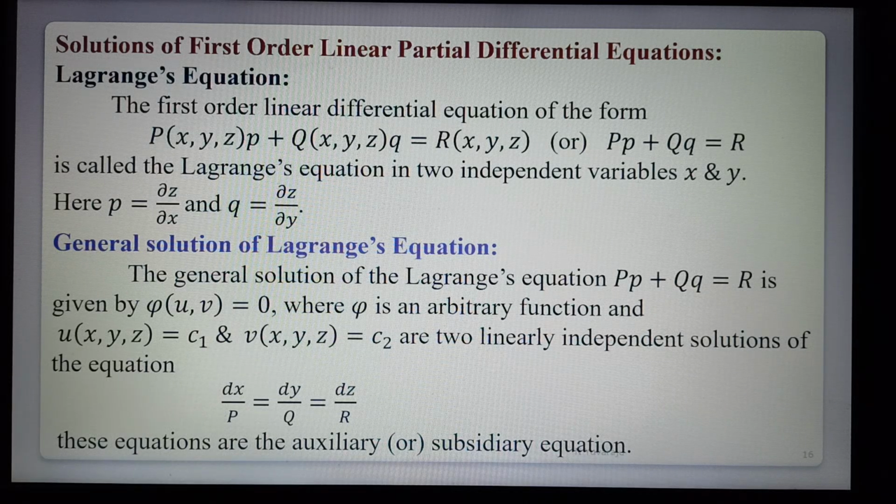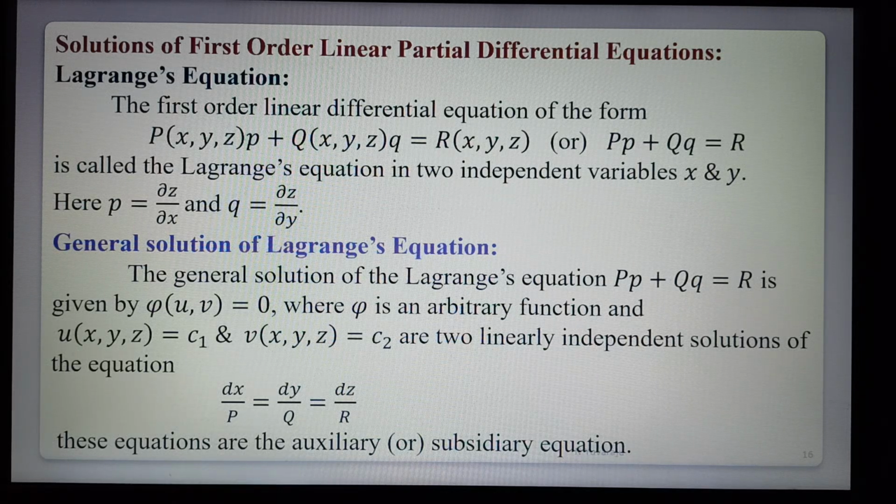These are two independent solutions of the equation of the form dx by P is equal to dy by Q is equal to dz by R. These equations are called auxiliary or subsidiary equations. That means the given Lagrange's equation can be written in the form dx by P, where P is a function of x, y, z, equal to dy by Q, Q also a function of x, y, z, equal to dz by R, R also a function of x, y, z. This is called the auxiliary equation of Lagrange's equation.